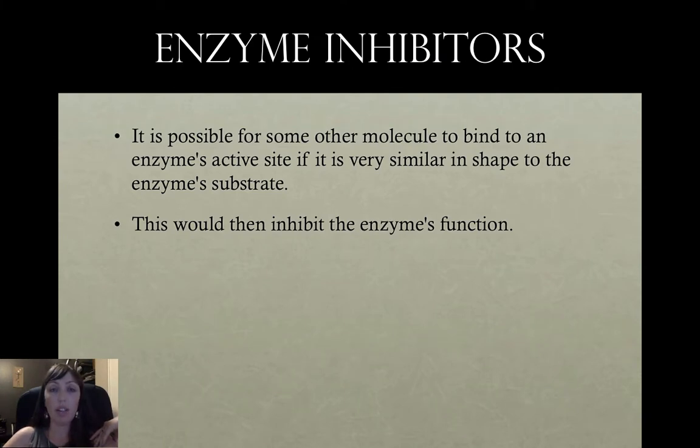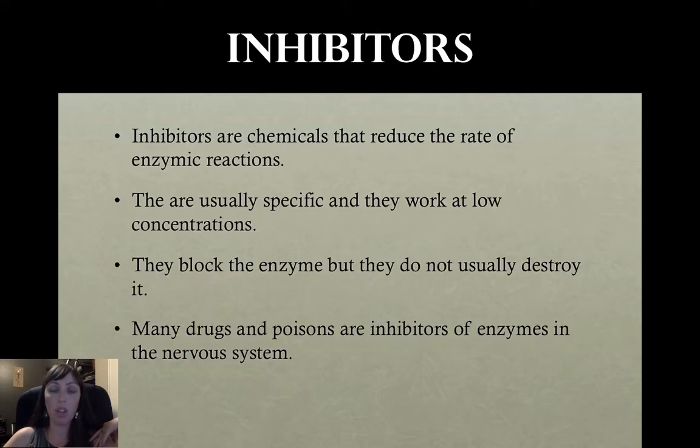Okay, so enzyme inhibitors. It is possible for some other molecule to bind to an enzyme active site if it is very similar in shape to the enzyme substrate. This would then inhibit the enzyme's function. Inhibitors are chemicals that reduce the rate of enzymic reactions. They're usually specific and they work at very low concentrations. They block the enzyme, but they do not usually destroy it. So many drugs and poisons are inhibitors of enzymes in the nervous system, like I mentioned.